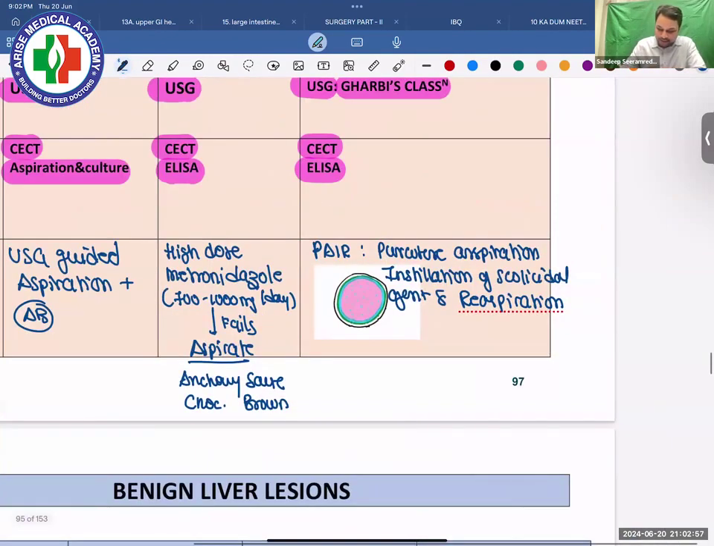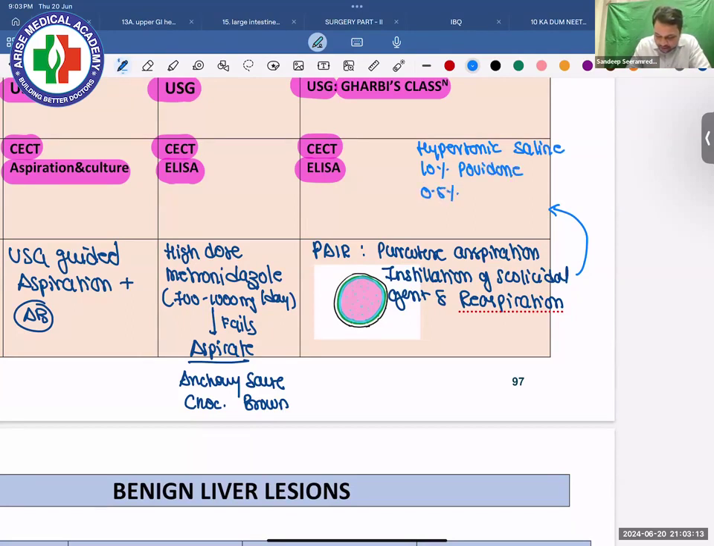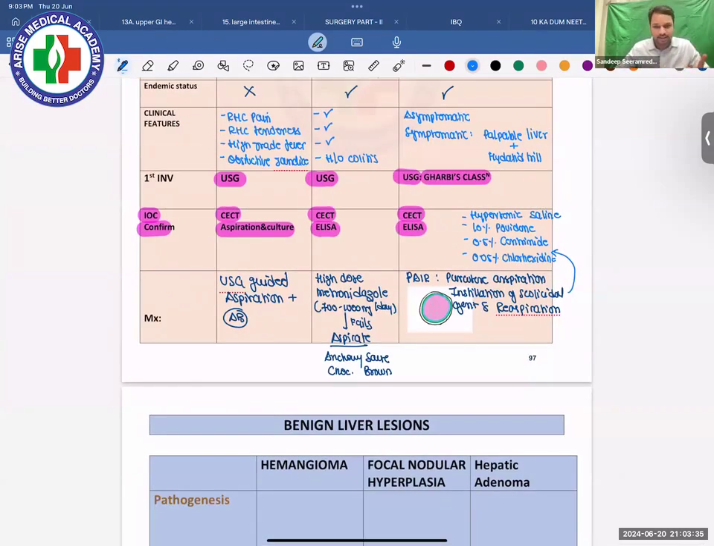Now, if they ask you what the scolicidal agents are, number one is hypertonic saline, 10% povidone, 0.5% cetrimide, and 0.05% chlorhexidine. So hypertonic saline, 10% povidone, 0.5% cetrimide, and 0.05% chlorhexidine are the scolicidal agents that you're going to use.